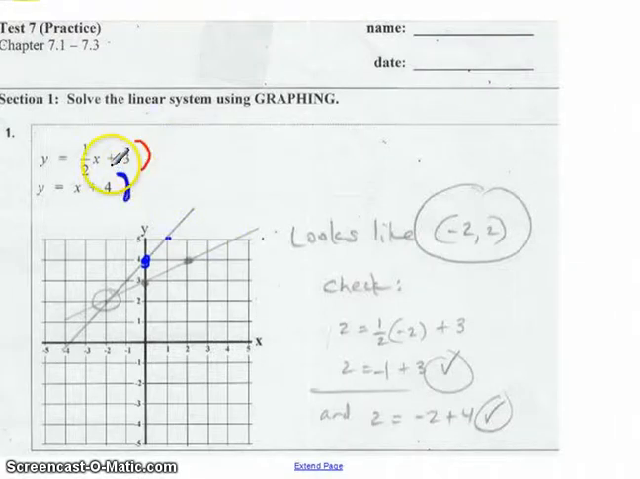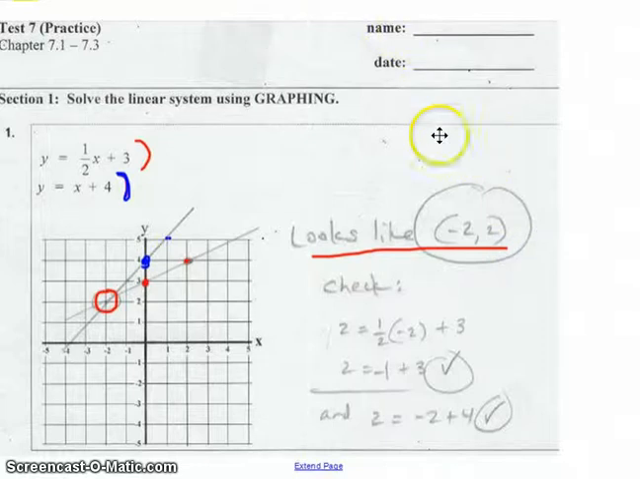Okay, my y-intercept this time is at 3. Y-intercept, remember, so it's intercepted by the y line. And this time the slope is 1 over 2. So I rise 1, run 2, make a spot, draw a line through the two of them, and it looks like the two lines cross at negative 2, 2. And that's what I say here. Looks like negative 2, 2.